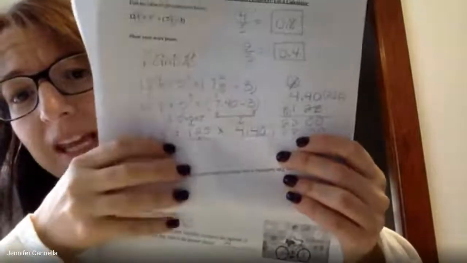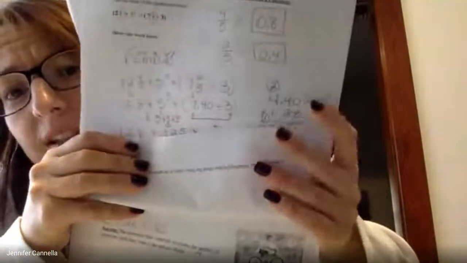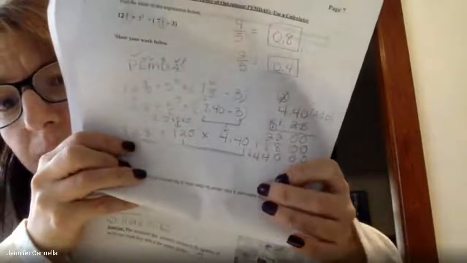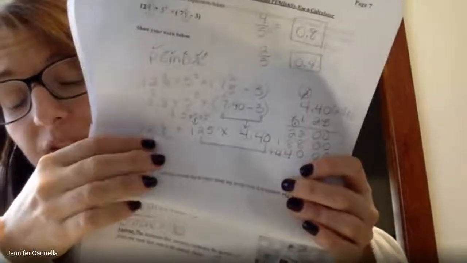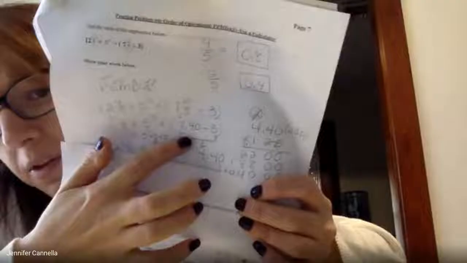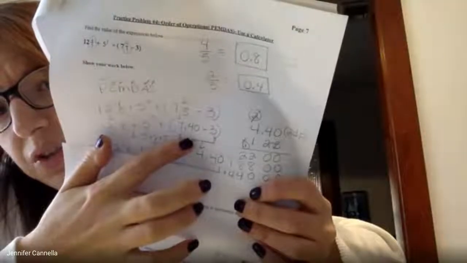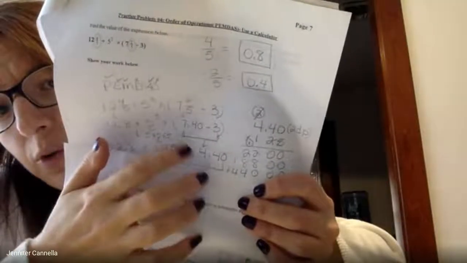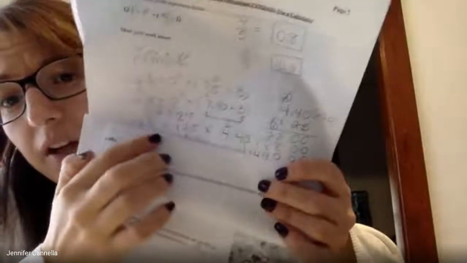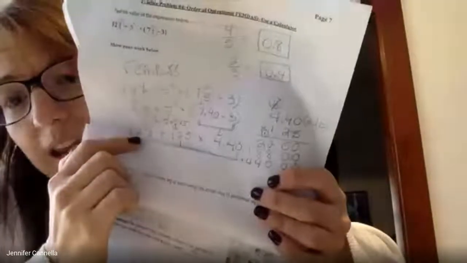So now I just did exponents, because the next step is multiplication. So my question to you, ladies and gentlemen, is do I multiply 12.8 times 125? Or do I multiply 125 times 4.40? Remember that the parentheses was attached to the 7.40 minus 3, which is 4.40. So I'm going to multiply the 125 times the 4.40, and then I'm going to take that product and add it to 12.8.